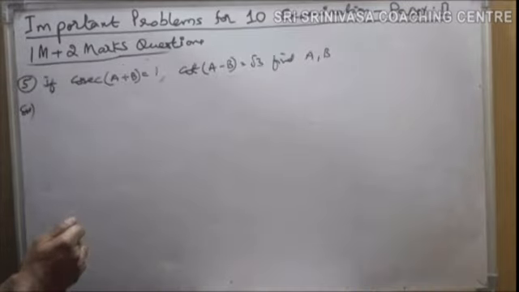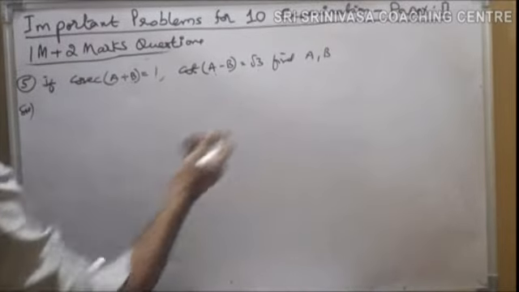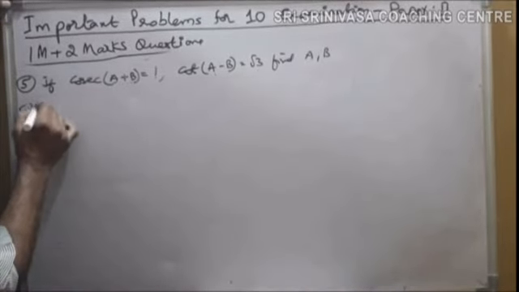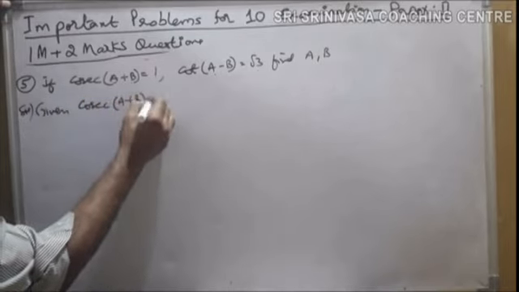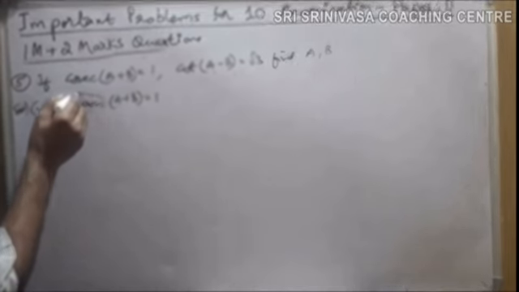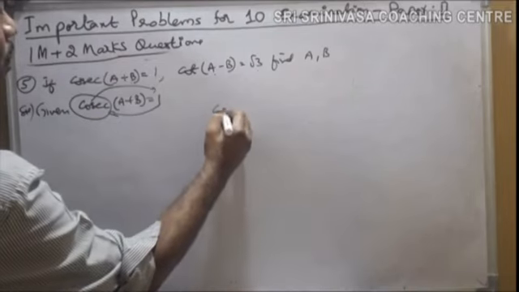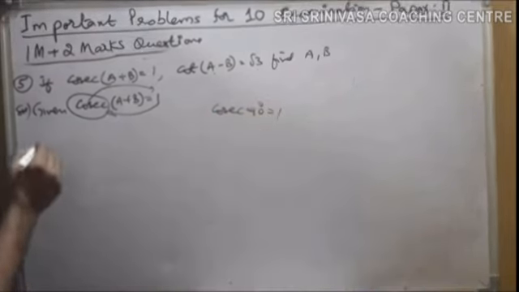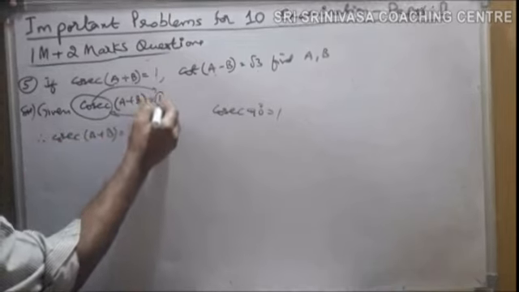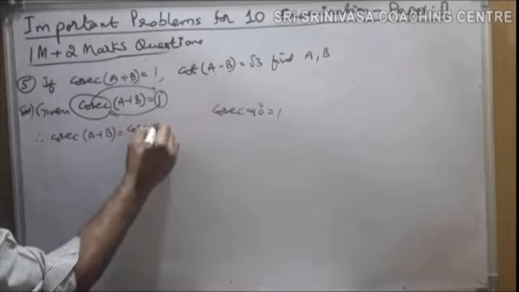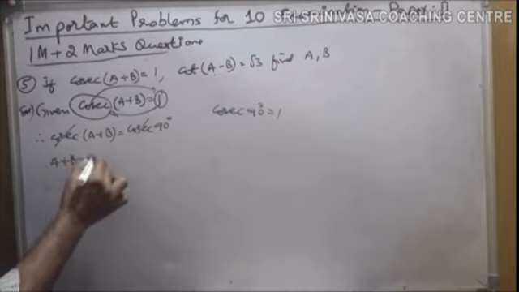Now in this question it is given that cosec(a plus b) equal to 1, cot(a minus b) equal to root 3, and asking to find a and b values. It is given cosec(a plus b) equal to 1. Now my trigonometric ratio is cosec here, so let me express this in terms of cosec. Cosec 90 degrees equal to 1. So therefore instead of this 1 I can take cosec 90. Cosec will get cancelled, so a plus b equal to 90 degrees.